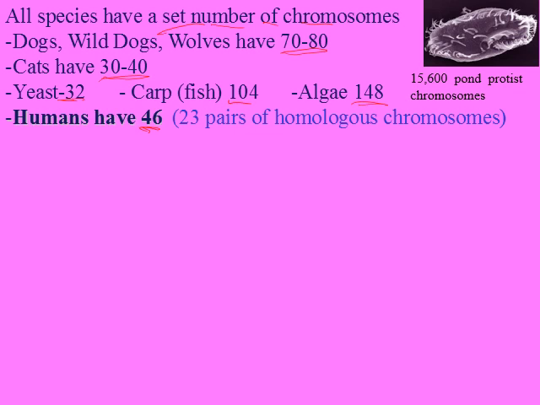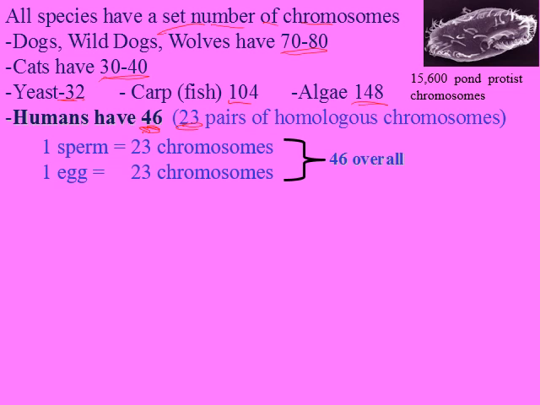Now, most of these chromosomes will form into pairs. So we say humans, while they have 46, will often have 23 pairs. It's the same thing. The overall way you get the 46 chromosomes is because you inherited 23 of these chromosomes from your mother and 23 from your father: 23 from the sperm cell, 23 from the egg cell, thus giving you 46 overall.